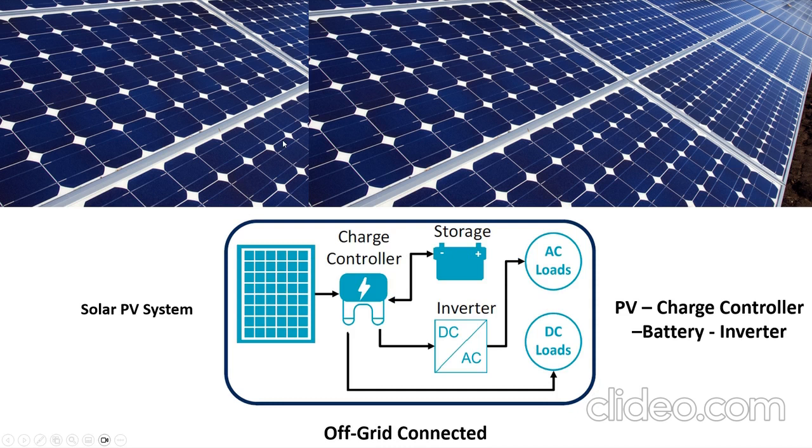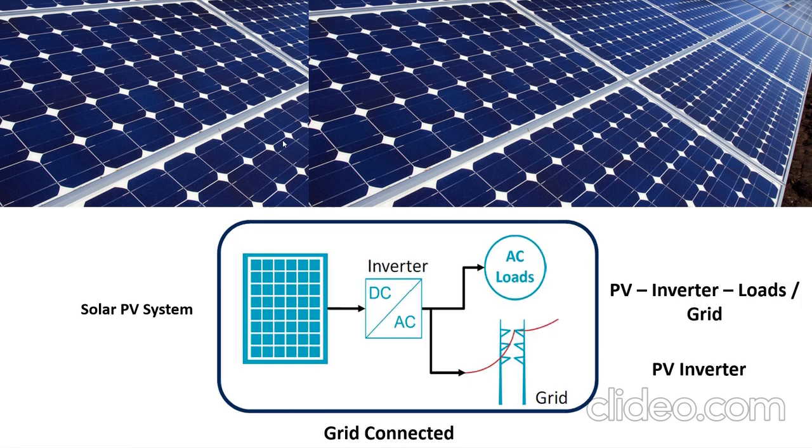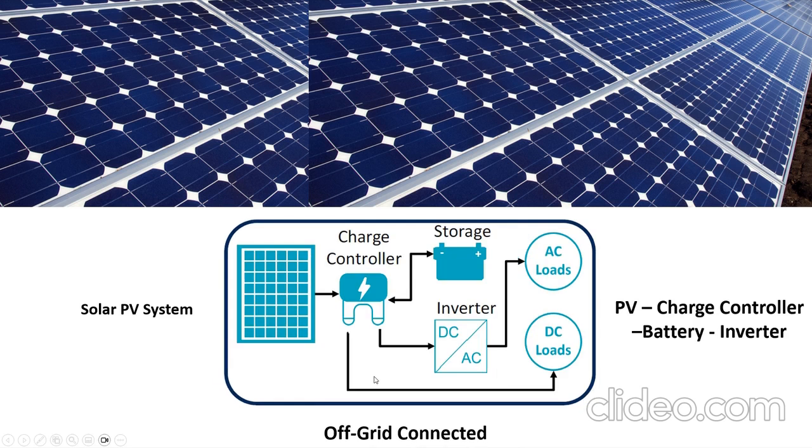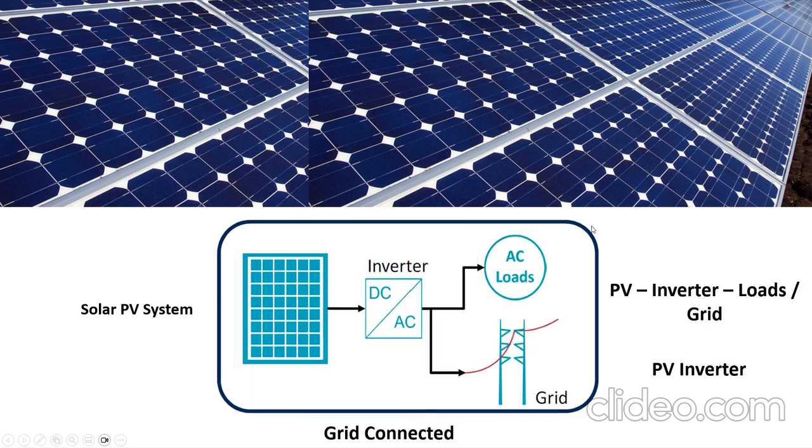So in a nutshell, we have a grid connected system and we also have an off-grid connected system. A combination of these two types of systems gives us what we call a hybrid solar system, which will be discussed later in the next series of the introductory lesson.